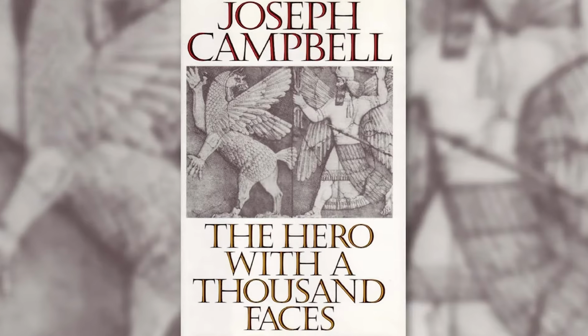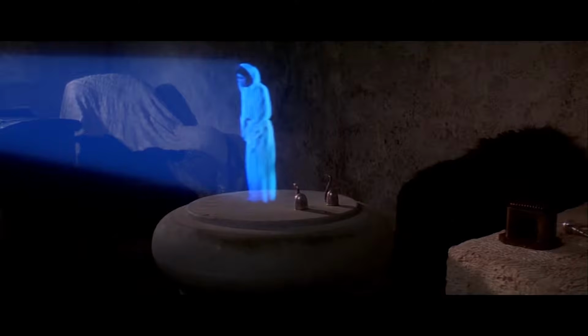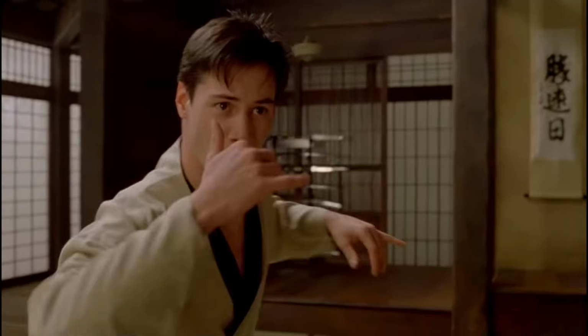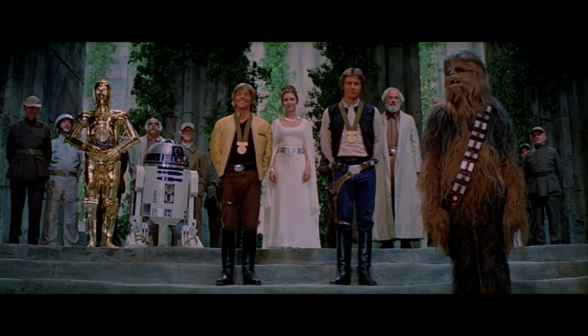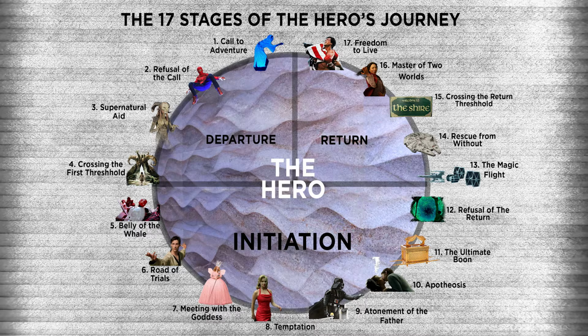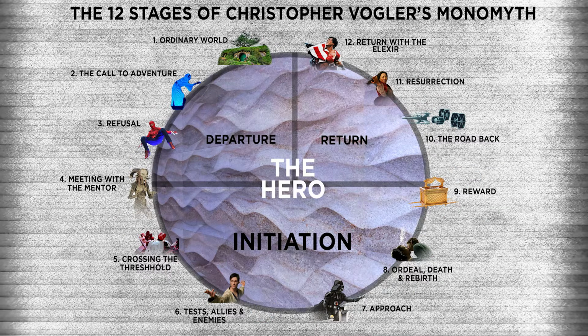Wrong! And here's why. The monomyth is not really a story structure. What it really is, is a series of archetypical symbols or symbolic scenes that show the transformation of a character through heroic action. Most people, when referring to the hero's journey, aren't even talking about the real thing. They're talking about the stripped down 12-stage version.